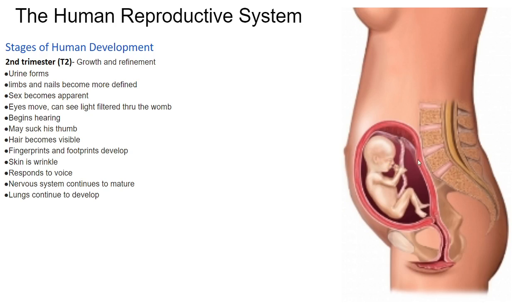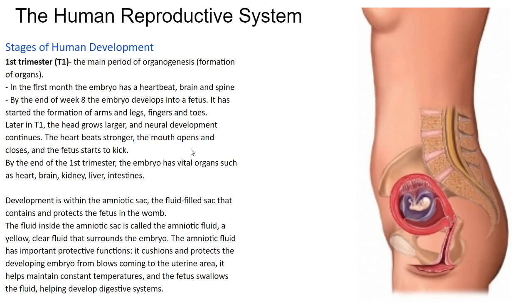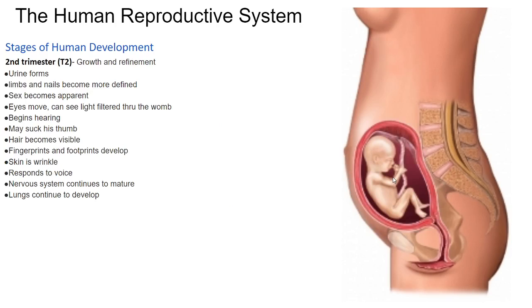Its limbs become far more defined. Its fingernails start to become defined. You can tell if it's a male or a female because that area is starting to develop. Its eyes move and it can see light as it filters through the womb. This is in the second trimester. We're talking about 12 to 24 weeks, right? It starts to be able to see light, which helps with the development of its brain. It starts to hear, which helps with more development. It may actually put its thumb to its mouth, and that's to exercise those muscles. You can maybe see hair starting to grow.